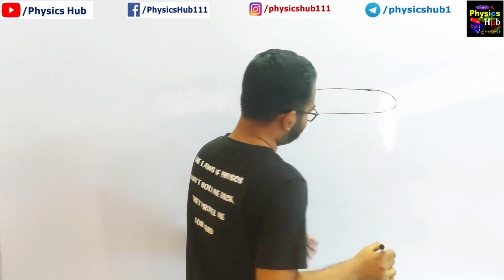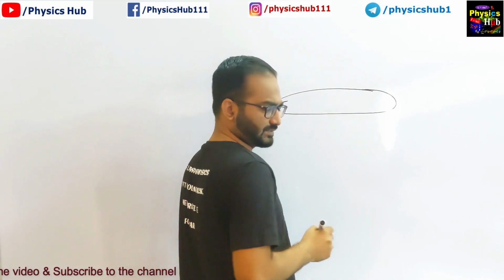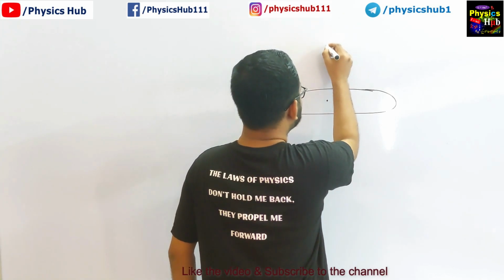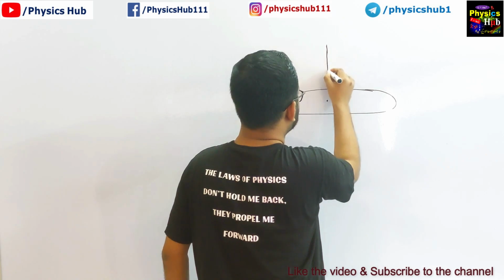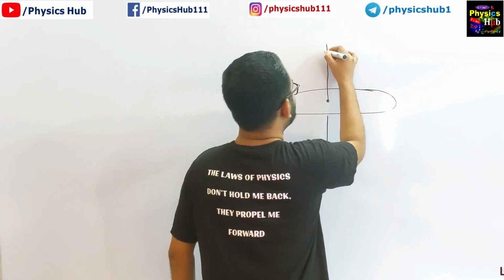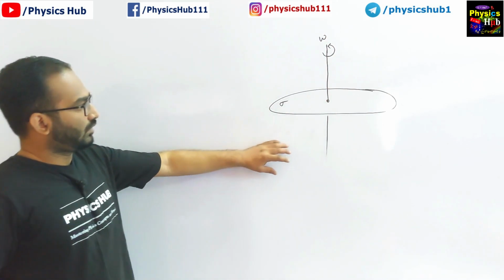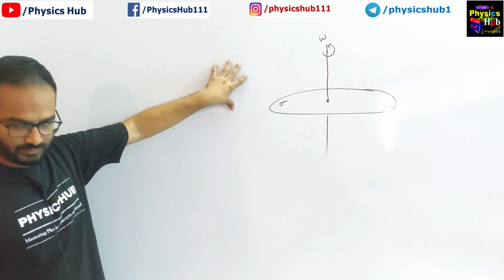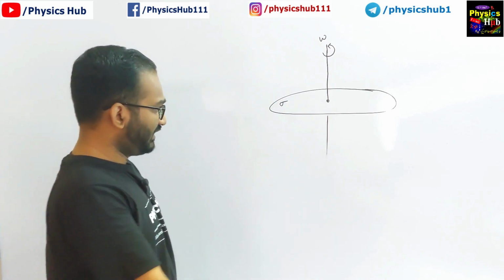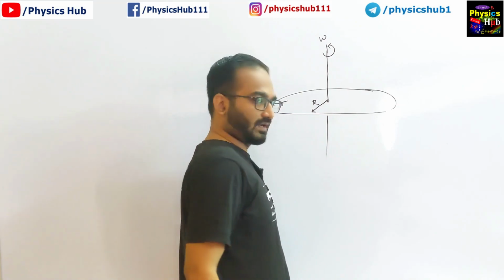Some kind of circular plate is there, and the circular plate is carrying some surface charge density sigma. And this charged plate is rotating with some angular velocity, let's say omega. Then what will be the amount of magnetic moment of this plate? This is what we have to find out. Let's say the radius of this plate is R.